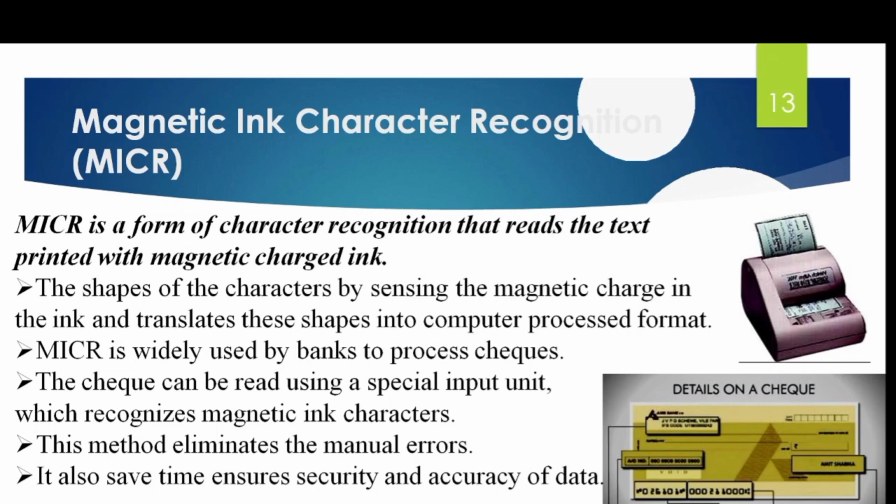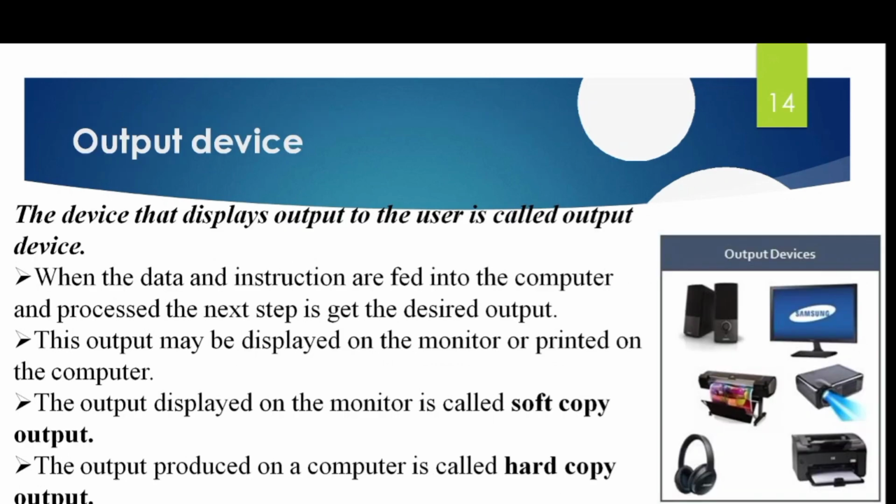The check can be processed using a special input unit which recognizes magnetic ink characters. This method eliminates manual errors. It also saves time and ensures the security and accuracy of the data. Here, the check number and the code are written with a magnetic ink that can be read by the MICR.